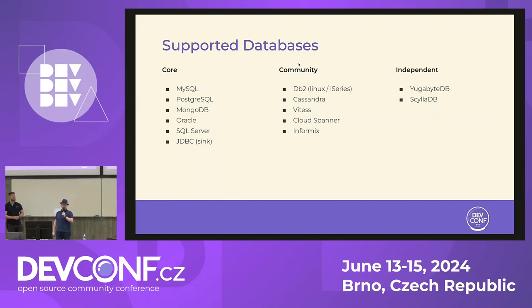In terms of databases, we support quite a lot of those. They can be divided into three categories. The core category are database connectors which are actively supported and maintained by our core development team. The community ones are those which were initially contributed and potentially are still maintained by the external community. We are just responsible for releasing them and testing them continuously. And then we have a category of completely independent third-party connectors, which were developed based on the SPIs I've mentioned. Those would include, for example, YugabyteDB and ScyllaDB.